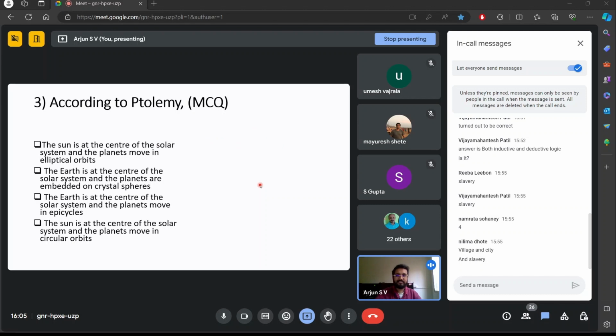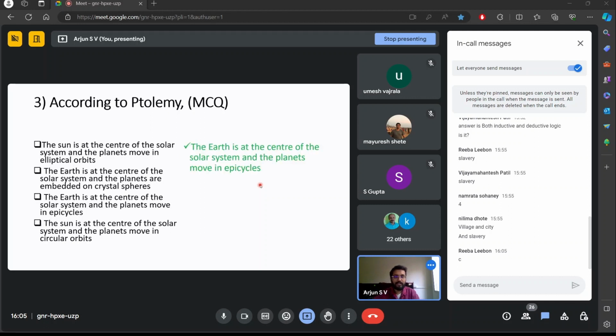This is a factual question, which is given in the video itself. It's a multiple choice, so only one choice is correct. According to Ptolemy, who said something about the solar system, how the Earth and Sun and planets are kept and how they move, what among these options are correct? Rival even is saying C. The Earth is at the center of the solar system and planets move in epicycles. So that is almost the correct answer.